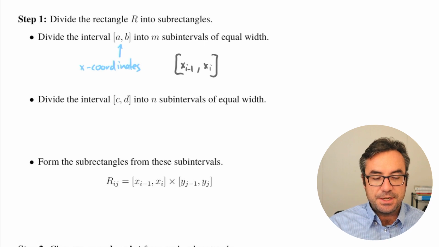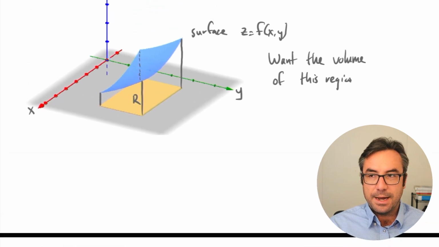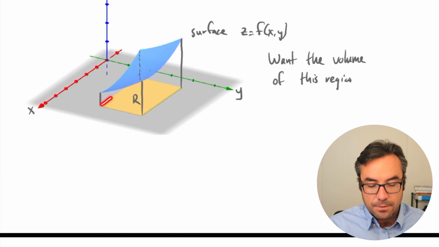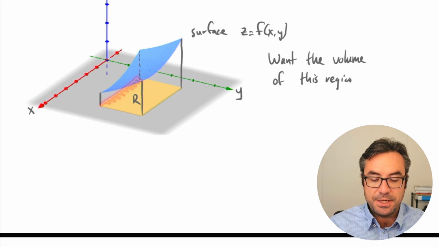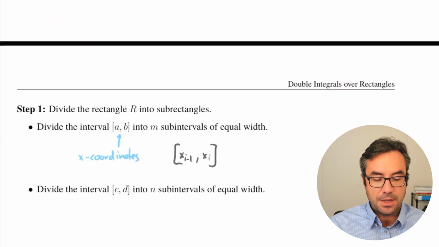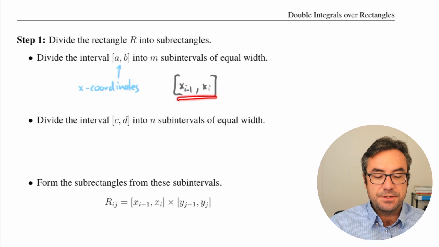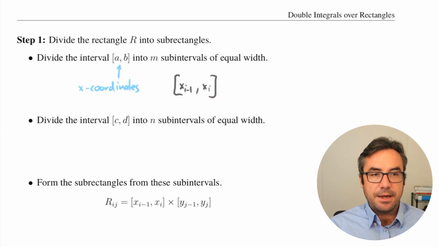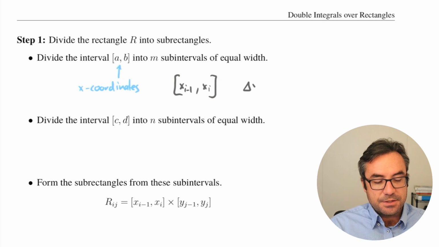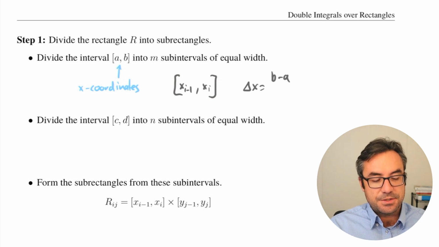So if we go back, we have our rectangle here, and here's the x direction. We're going to slice this up into a whole bunch of little pieces, all of equal width. And that's what we're doing here. So we're going to call these subintervals, we're going to index them with I, and the width of these is all going to be the same. So it's b minus a, the length of the entire interval, divided by how many there are.